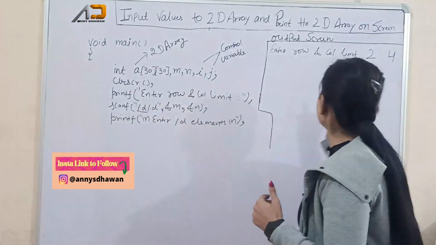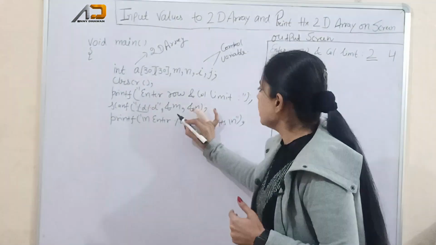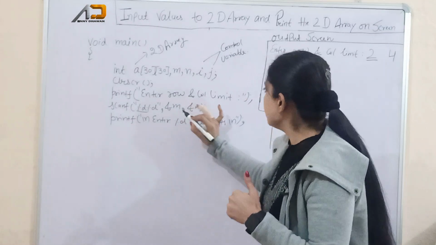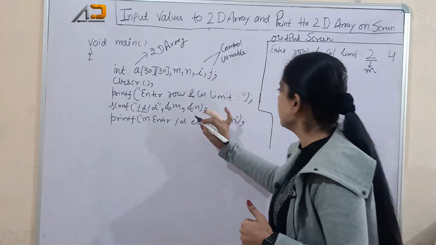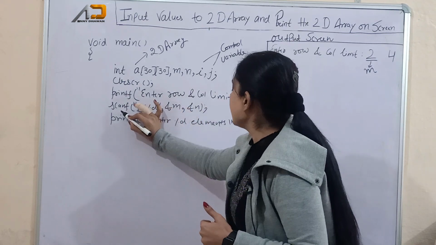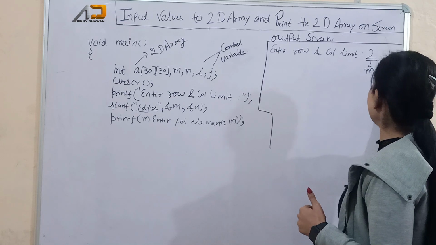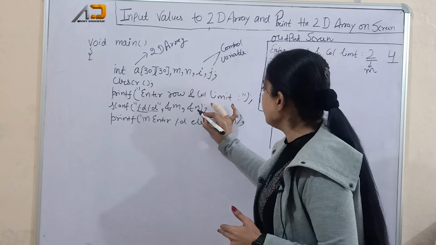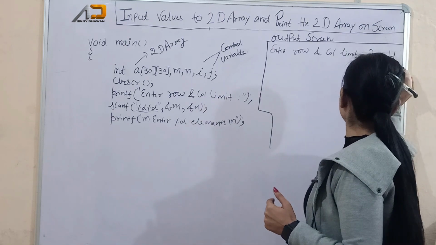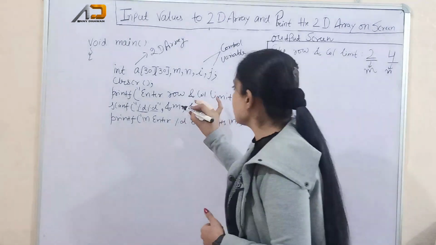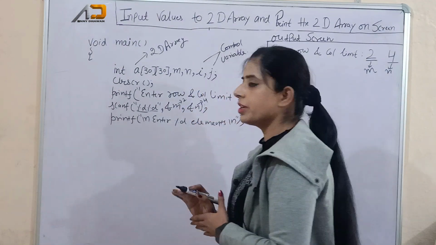So the scanf function here reads this 2 from the screen and assigns it to the m variable. It means to say 2 will be assigned to the m variable. And again, the scanf function reads the next integer value from the screen and assigns it to the n variable. It means to say this 4 will be assigned to variable n. So m has value 2 and n has value 4 here.